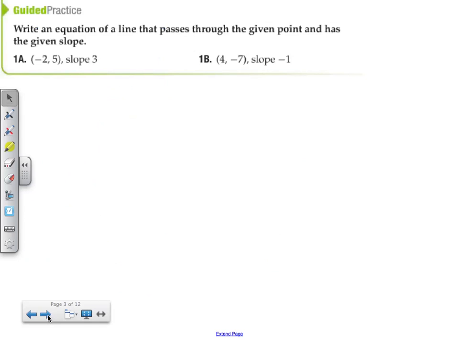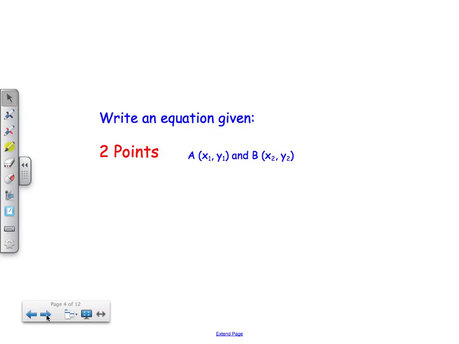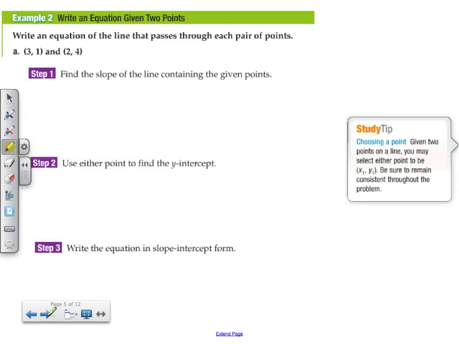Okay, here are a couple problems for you to try. Now, the second thing we're going to do is write an equation given 2 points. We're going to be given a point A and a point B, and we'll be able to write a linear equation in slope-intercept form by just having 2 points on that graph. Okay, here's an example. They want us to write an equation of a line that passes through this pair of points: (3, 1) and (2, 4).